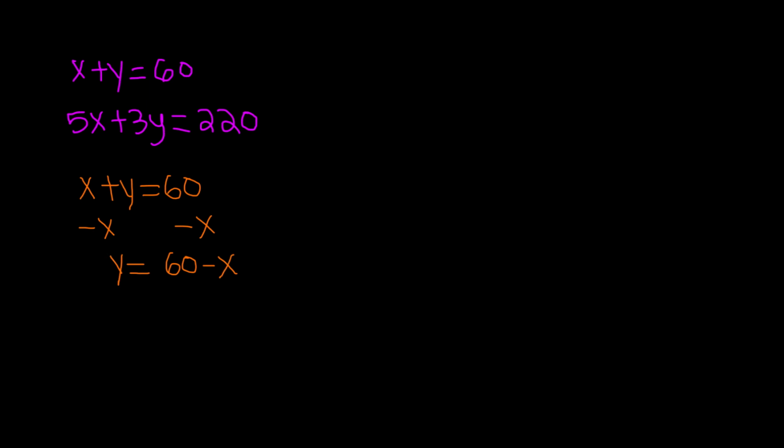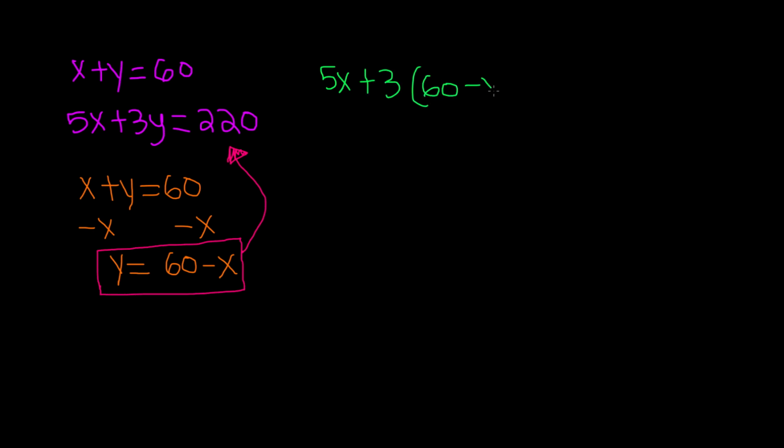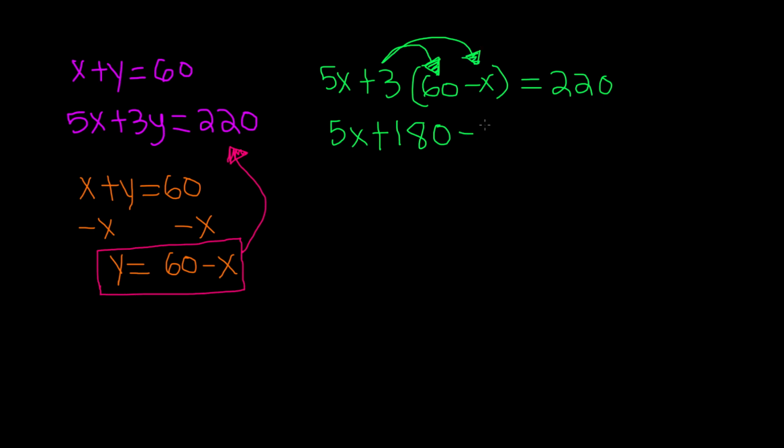Now we can substitute the value of y into this equation and solve. So we have 5x plus 3, and in the value of y, which is 60 minus x, is equal to 220. We get 5x plus, and then we have to use the distributive property. So first we need to distribute 3 to 60. Positive 3 times positive 60 gives us 180. And then we have to distribute positive 3 to negative x, which gives us negative 3x, is equal to 220.